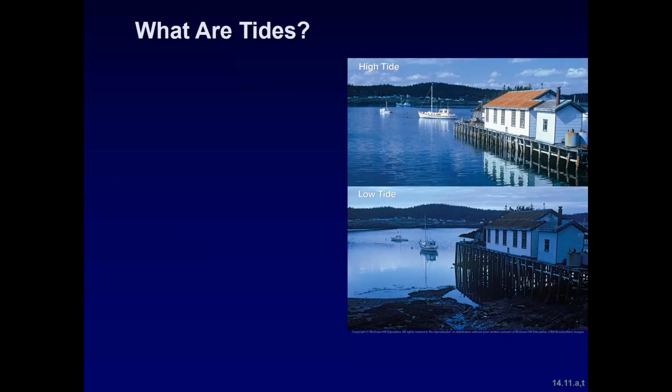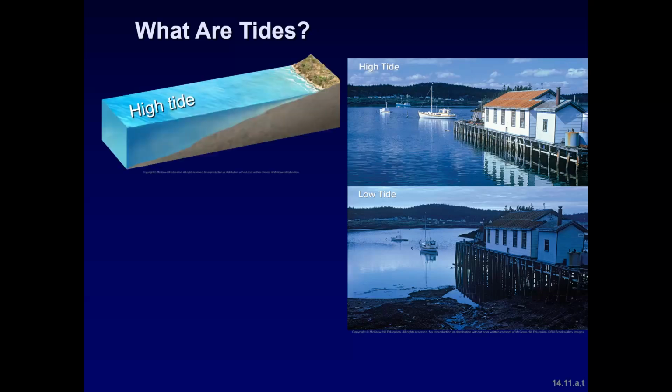So what are tides exactly? We don't have that so much here in the Great Lakes region. Tides are cyclic changes in the height of the sea surface. So high tide and low tide are about every 12 hours and 25 minutes.